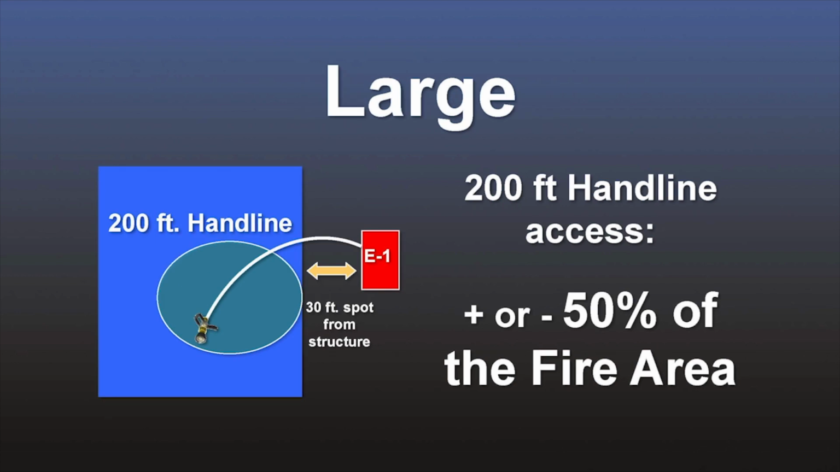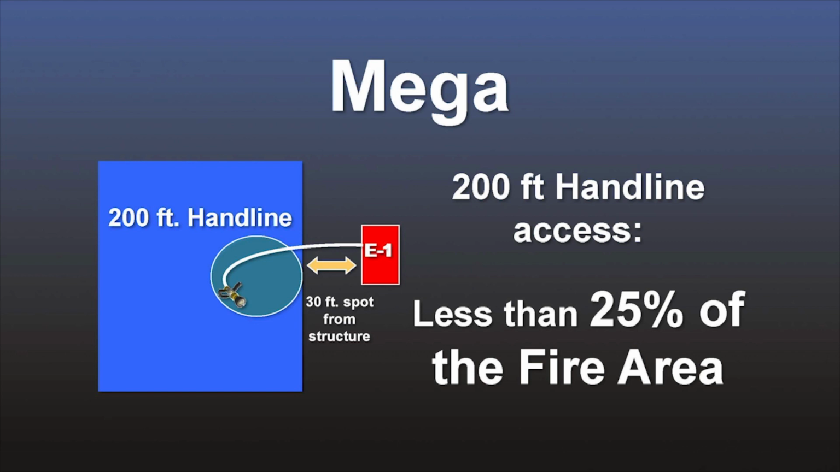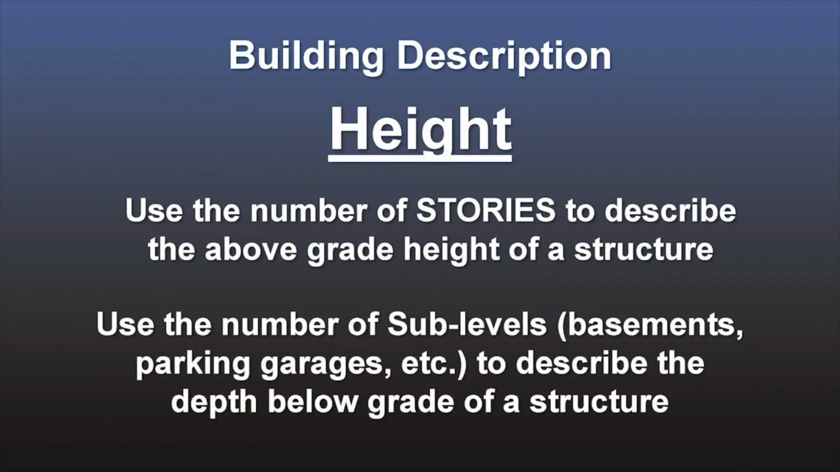With a large structure, the 200-foot crosslay should be able to access around 50% of the fire area depending on where you make entry. A mega size, or kind of like a big box store, the 200-foot crosslay will probably only be able to access around 25% of the fire area. How we define height is similar to how it's always been done in the past. We're going to use the number of stories to describe the above grade height of a structure. Use the number of sublevels, basements, parking garages, etc., to describe the depth below grade of a structure.